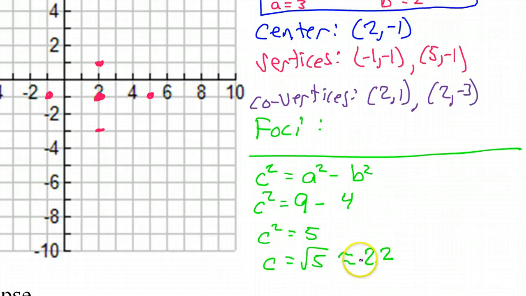Okay, this tells me where the foci go, right? The foci always go the long way, which in this case is horizontally. So starting from my center, I will go 2.2 to the right, and I will go 2.2 to the left. Okay, so this is going to be 4 point something, and this is going to be negative point something.